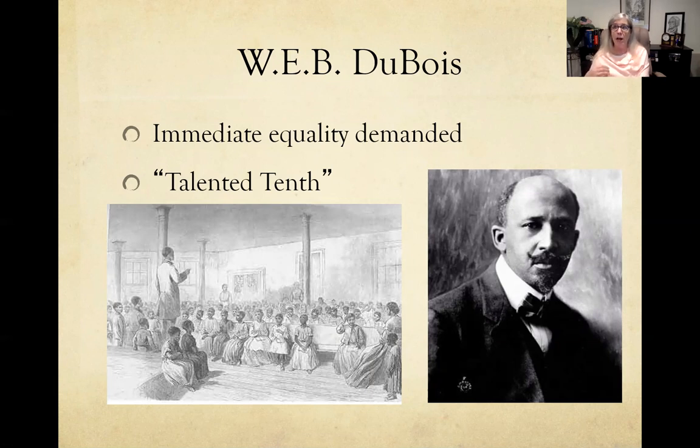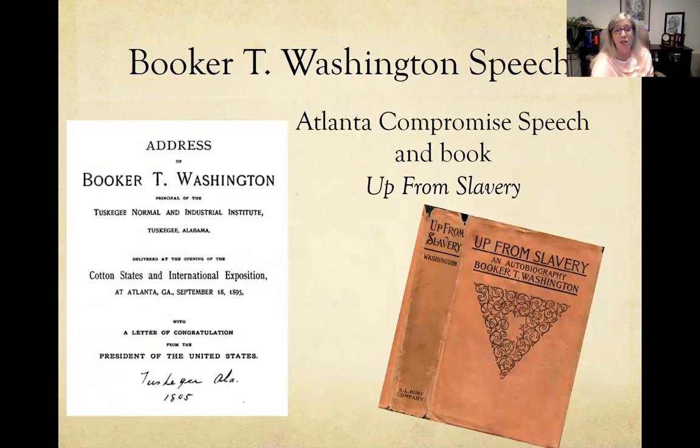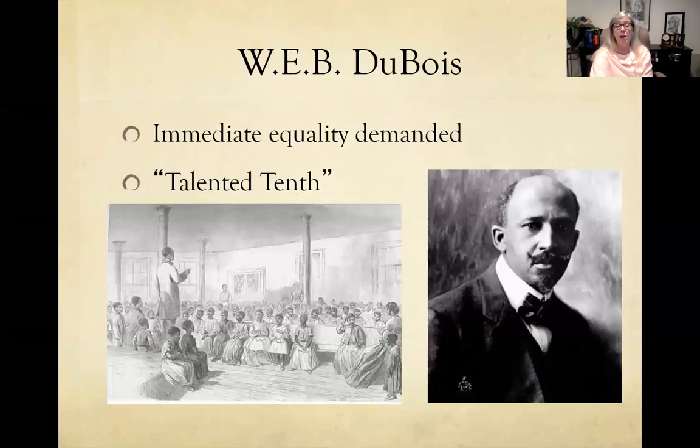And so when Up From Slavery comes out, this book by Booker T. Washington, and the speech from the Cotton States Exposition, W.E.B. Du Bois is furious. And he's like, why should there be any delay in equality that was provided by the 13th, 14th, and 15th Amendments in the 1860s? So why are we still arguing about this in the 1890s? Immediate equality has to be demanded right now.